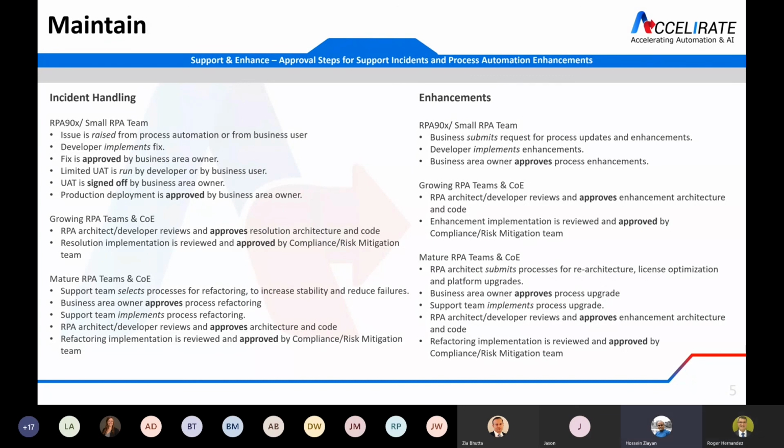For enhancement, the first part is happening with the support team, but for enhancement, usually they return it to the development team, depending on the size of the team and the COE. So for enhancement, the business needs to approve it, and also the architect if they're growing. And if there are architectural changes, they need to be reviewed by the compliance risk mitigation team. I think I covered all this.